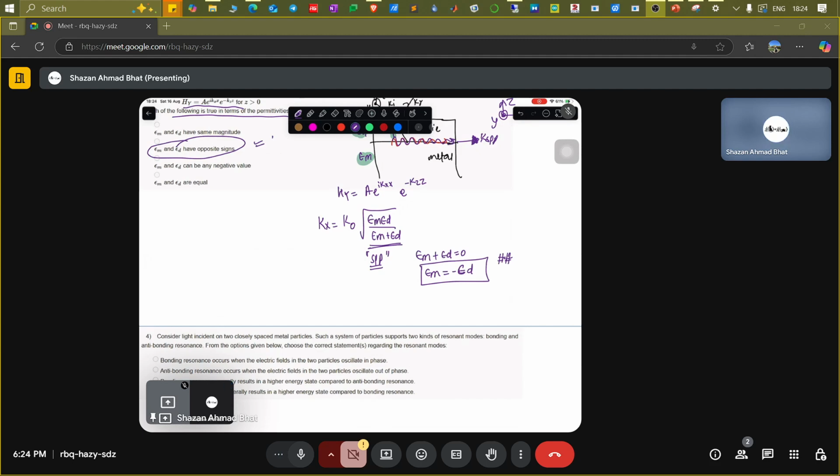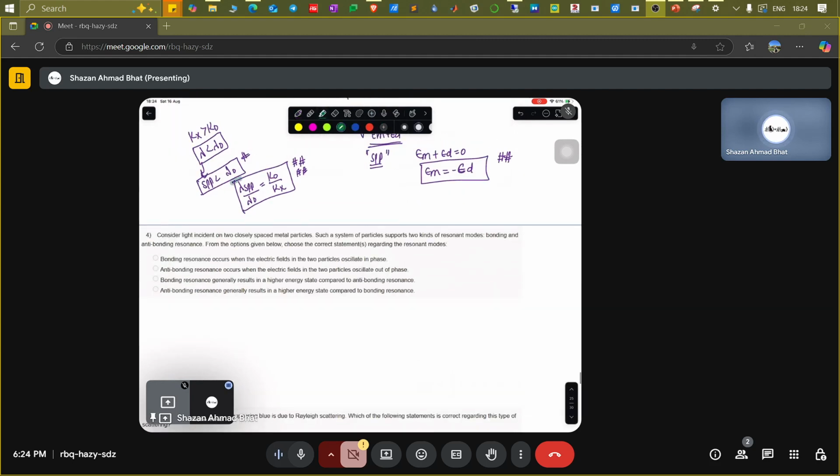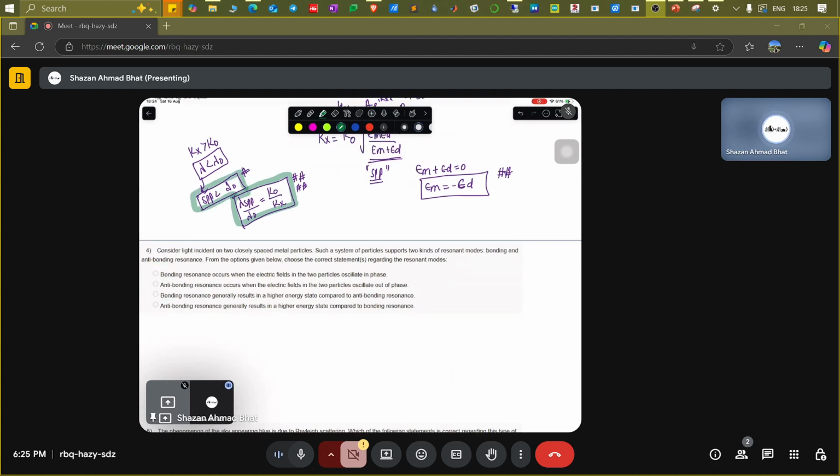That also means that kx should be greater than k naught. That means lambda SPP should be less than lambda naught. The wavelength of SPP should be less than the free space wavelength. Now by how much? We also computed that lambda SPP divided by lambda naught should be equivalent to k naught divided by kx. This is the exact ratio for that. This is not asked, but we also computed that. Maybe this might be asked in your exams, but it has a similar relationship.